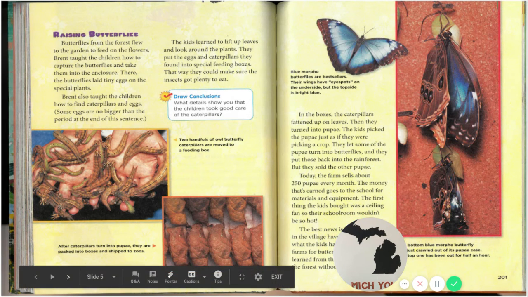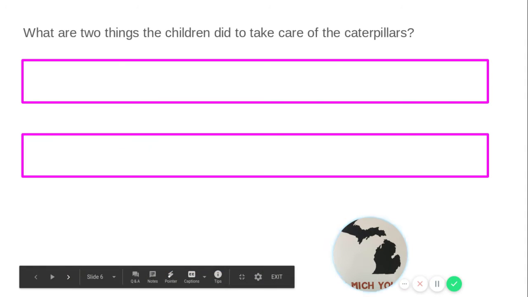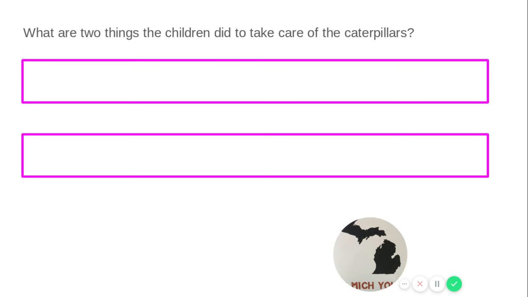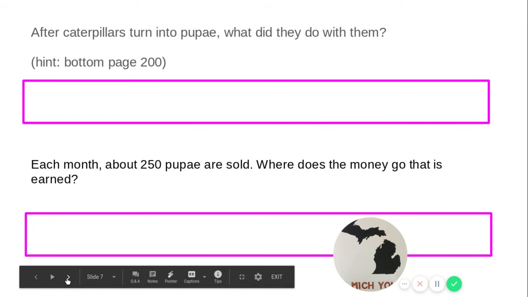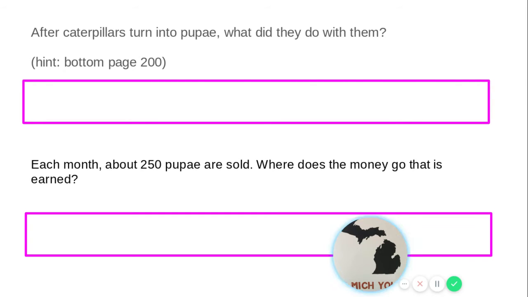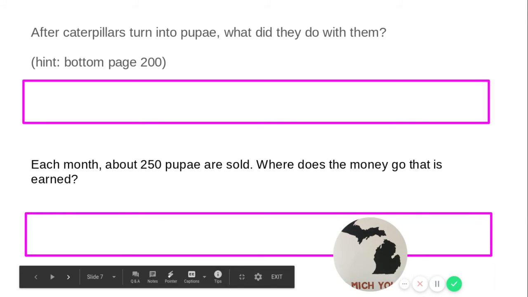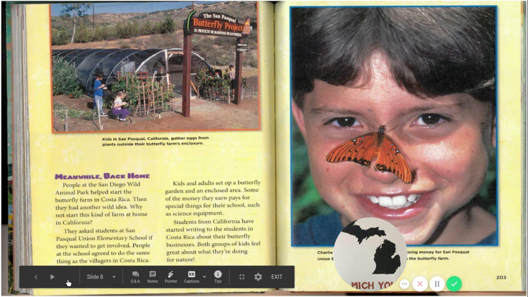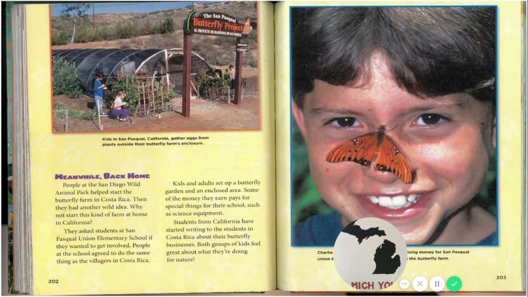All right. Two questions here. What are 2 things the children did to take care of their caterpillars? You're going to answer that. And after the caterpillars turn into pupae, what did they do with them? As a hint, it was back on page 200. And then it tells us that each month about 200 pupae were sold. Where does the money go that is earned? What do they do with that money? Okay, those are your 2 slides to work on. Now, let's finish the story.